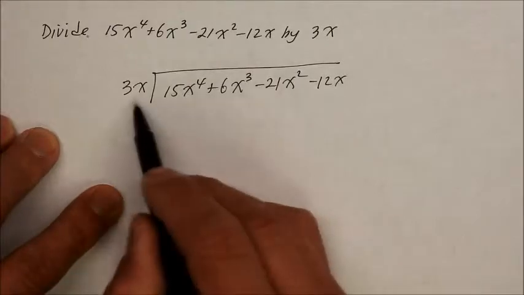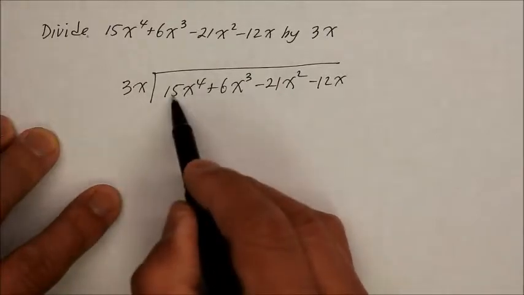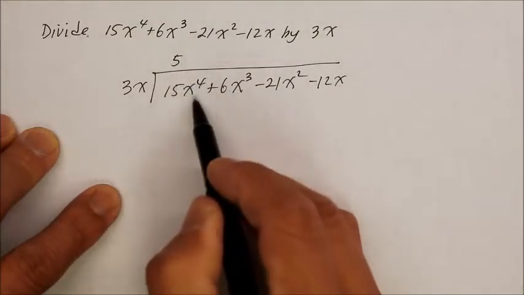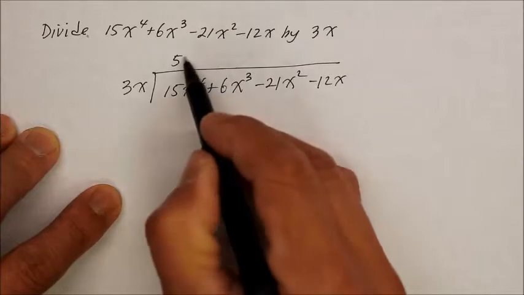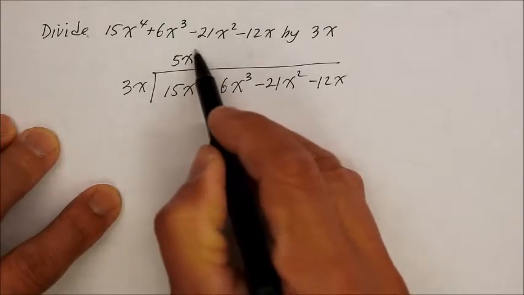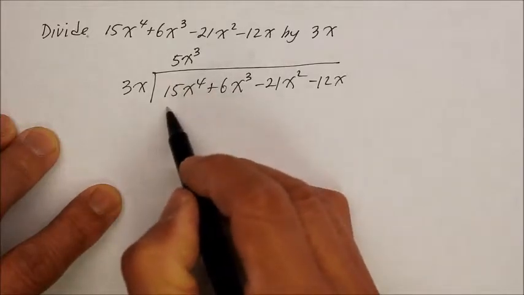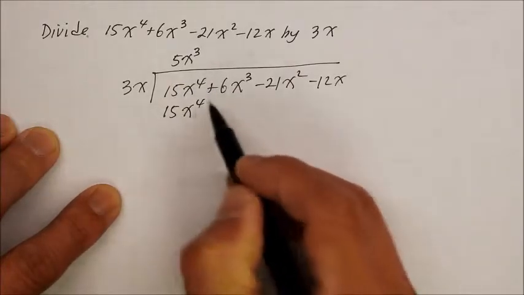Okay? So now, you probably kind of instinctively tell how to do this. The question is, 3 times what is 15? So you say 5. And x times what will give you x to the fourth? Well, the rules of exponents says x to the third. So 3x times 5x cubed becomes 15x to the fourth.